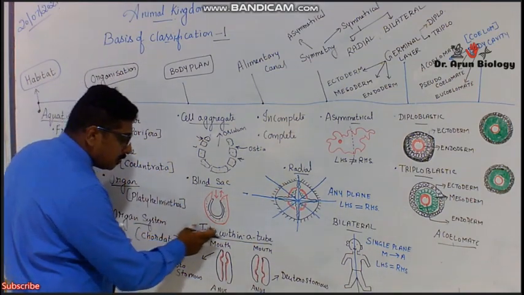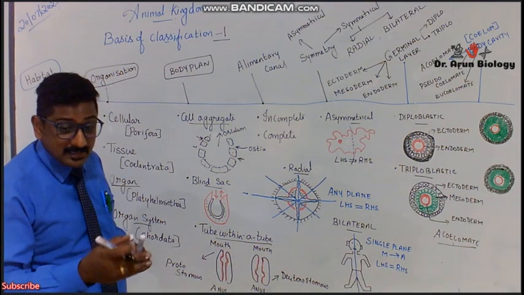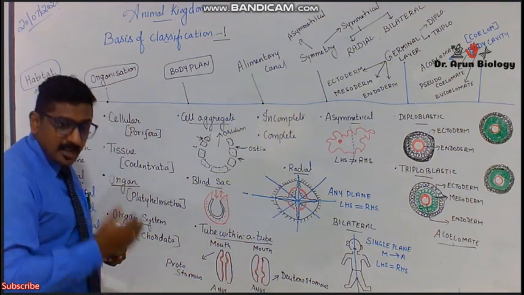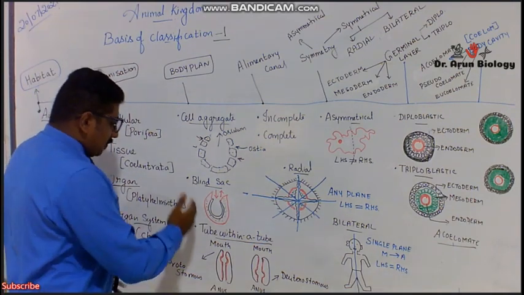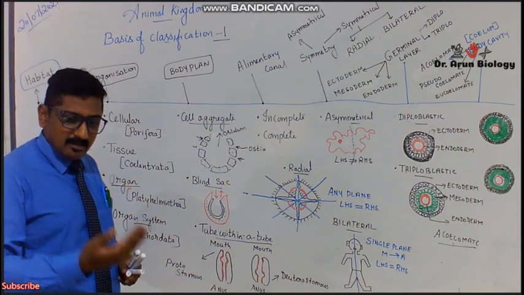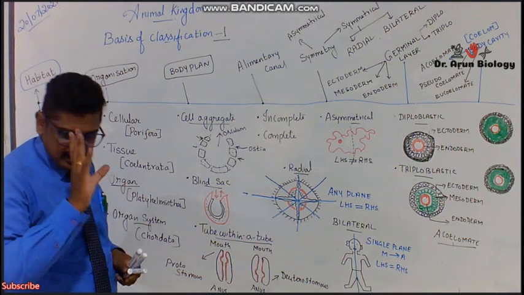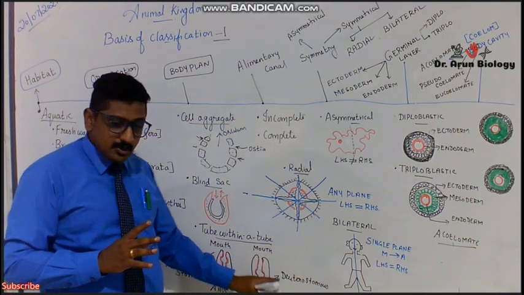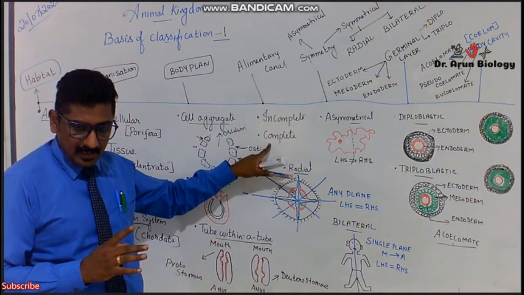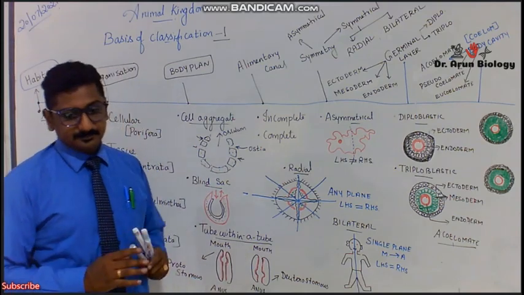Next we have the tube within a tube plan, which is categorized as a complete alimentary canal, where we have protostomes. In protostomes, mouth and anus are present. In the embryonic development, that is at the blastopore stage, the mouth is developed first. Deuterostomes also exhibit the complete alimentary canal plan, where the anus is formed first.